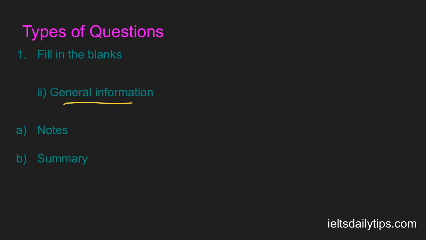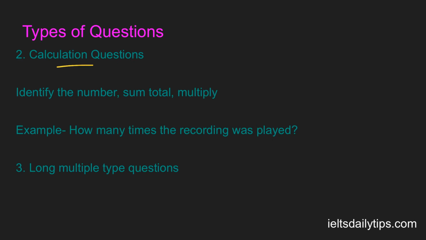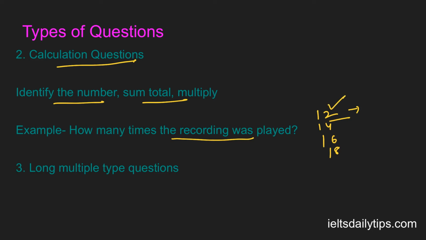The second is the general information type. A recording will be played in which there will be notes, and you have to fill in the blanks and complete the notes, or a summary can be played. The other type is the calculation questions. In calculation type questions, you have to identify the number, sum, total, or multiply. For example, if it's asked how many times the recording was played, and the choices are 12, 14, 16, and 18, and in the recording you heard that it was played 12 times, then the correct answer is 12.